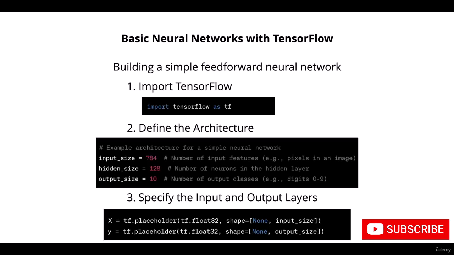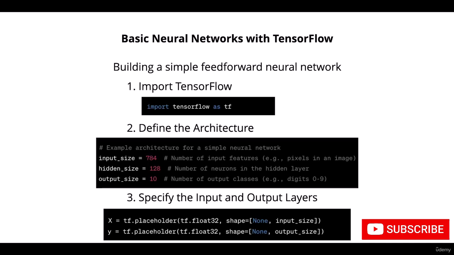Next, define the architecture. Decide on the architecture of your neural network, including the number of input features, the number of hidden layers, the number of neurons in each hidden layer, and the number of output classes for classification tasks. Here is an example. What you do is input size equal to 784, hidden size equal to 128, output size equal to 10.